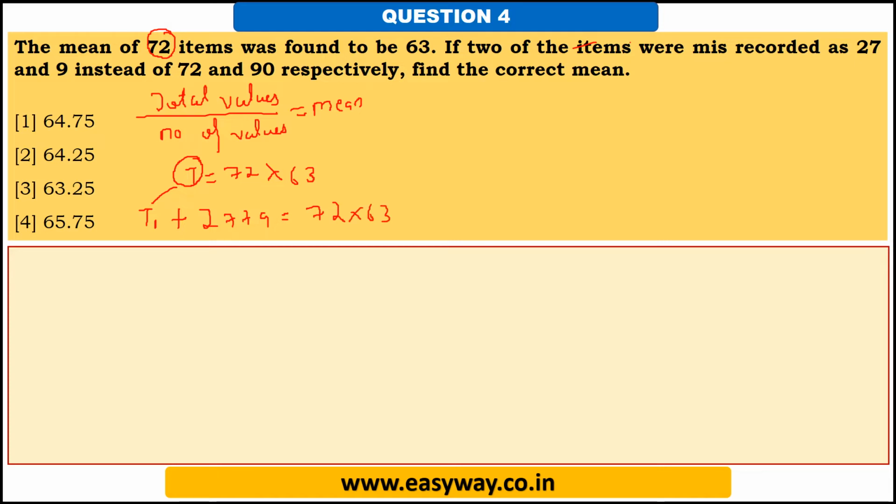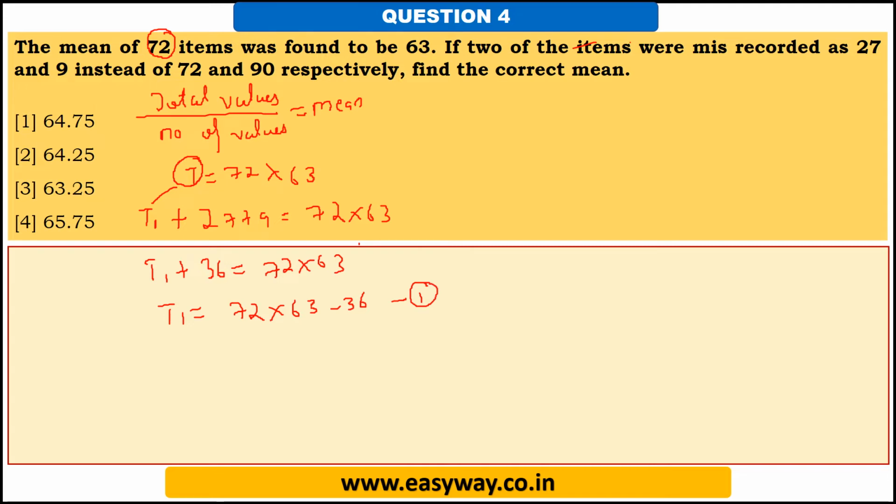This T1 is the value of other 70 items, and this T consists the value of other 70 items and two wrong values. So T1 plus 36, and we'll keep the right side as it is, that is 72 into 63, and we'll take this 36 on the right hand side. So T1 is equals to 72 into 63 minus 36. Let us say this is equation 1.